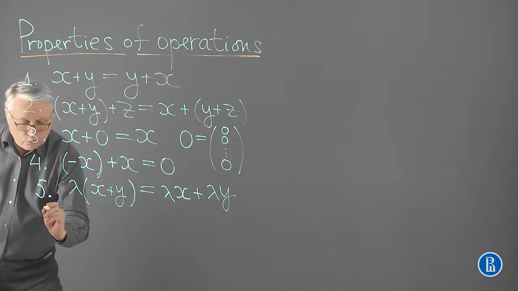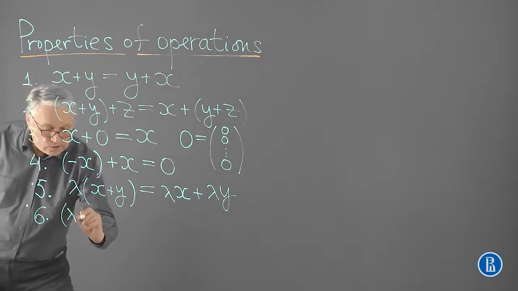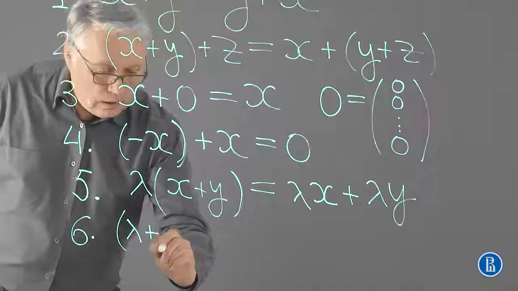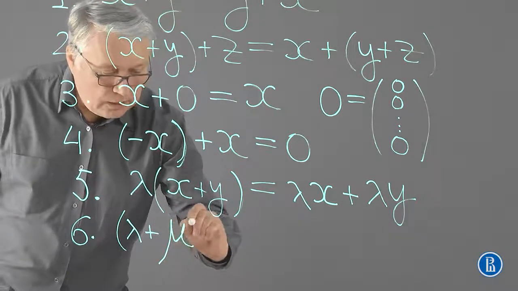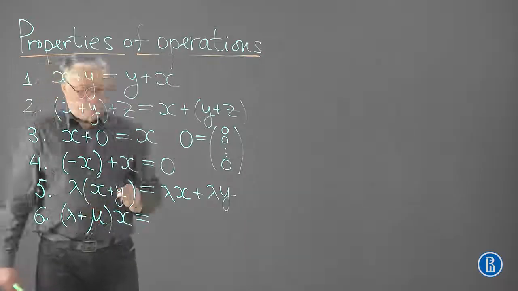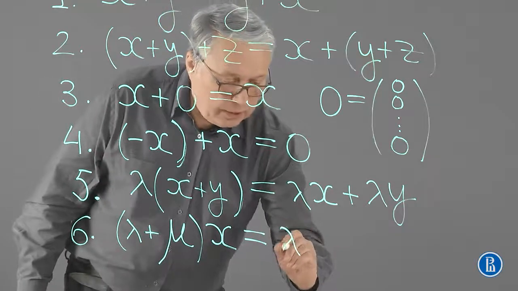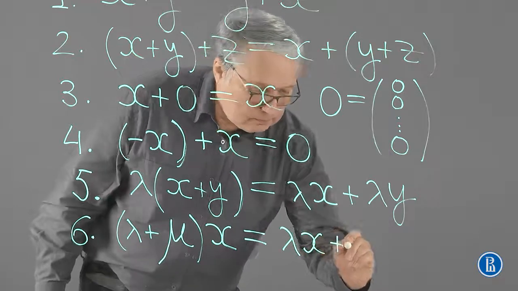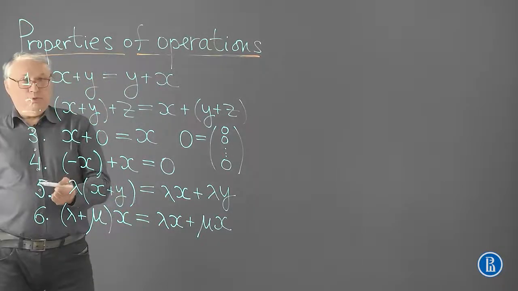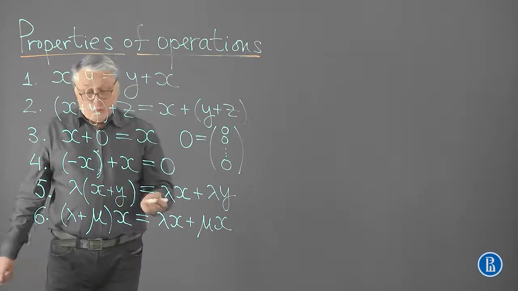The same is true for multiplication of the sum of scalars. This time the first scalar is lambda, as earlier. Another scalar is, I'm using the Greek letter mu. So I get the same result if I instead multiply x by lambda, x by mu, and add them up. Both properties number 5 and number 6 are called distributive properties, distributive laws.